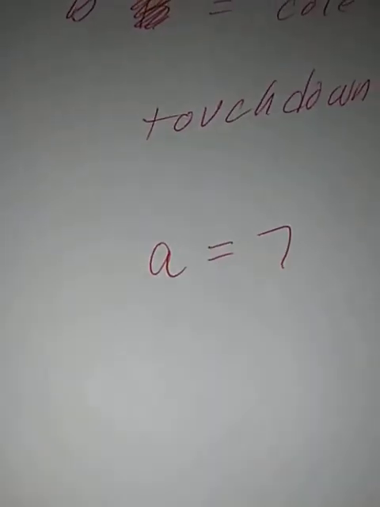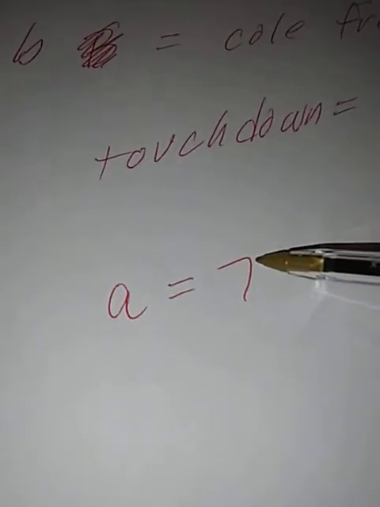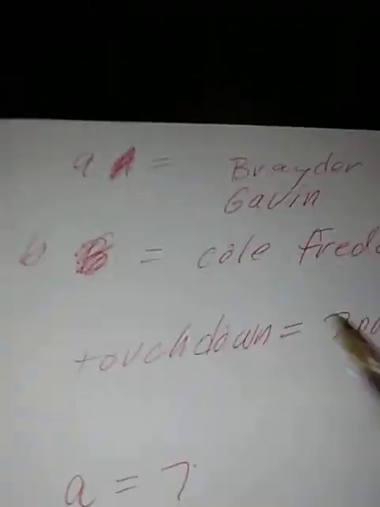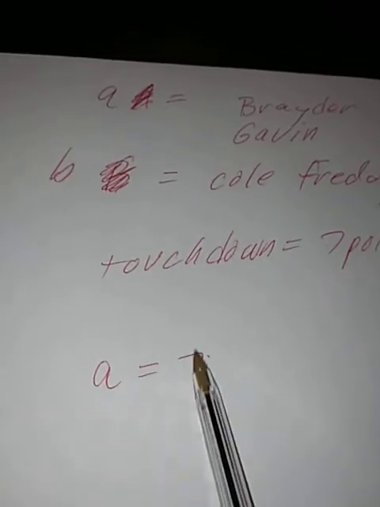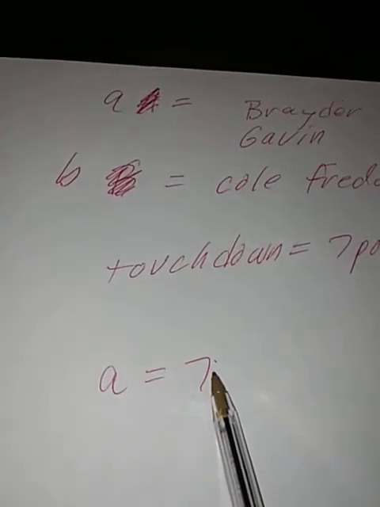Team A scored 7 touchdowns. Okay, so here's how I set it up. I said Team A is Braden and Gavin. Team B is Cole and Freddie. Touchdown is worth 7 points. So I'm going to do a little bit of algebra here. A equals 7. They scored 7 touchdowns. B equals 9. Cole and Freddie, 9 touchdowns.